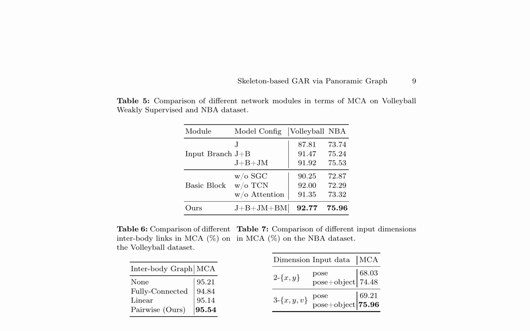The authors also investigate the impact of different interbody links on MCA in Table 6. The pairwise interbody link approach is found to achieve the highest MCA of 95.54% on the volleyball dataset, surpassing other link methods, including fully connected and linear links.